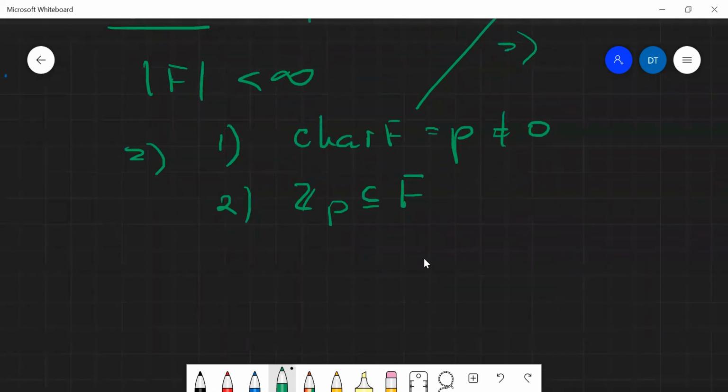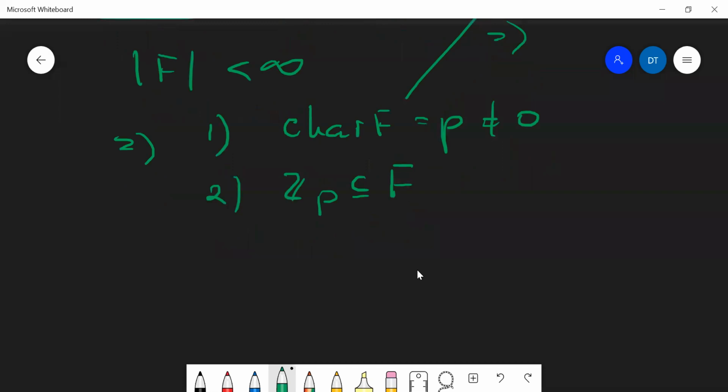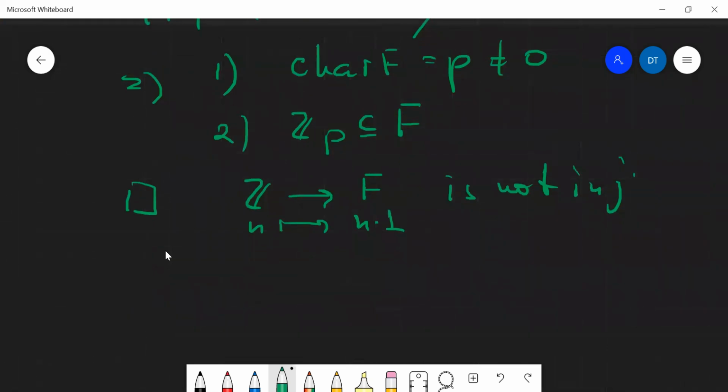Well, it's more or less obvious, modulo the results I already proved, but let me prove it for completeness. So why is the characteristic not zero? Well, you can explain it like this. Just consider this homomorphism from Z to F, taking n to the element n times 1. But Z is infinite and F is finite. So this homomorphism is not injective. So the kernel of the homomorphism is not zero.